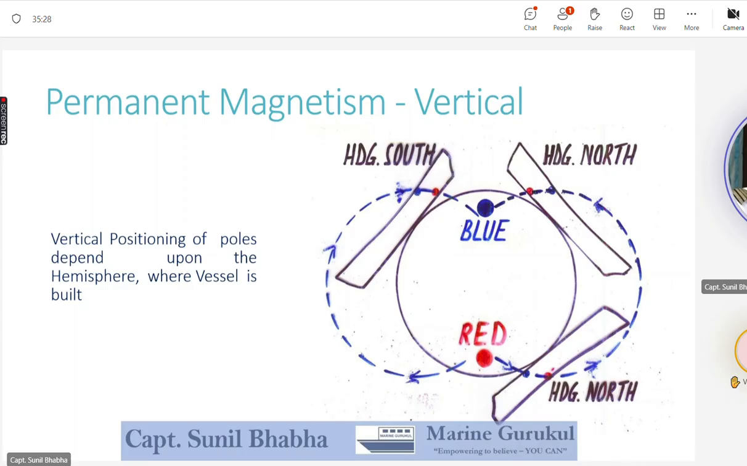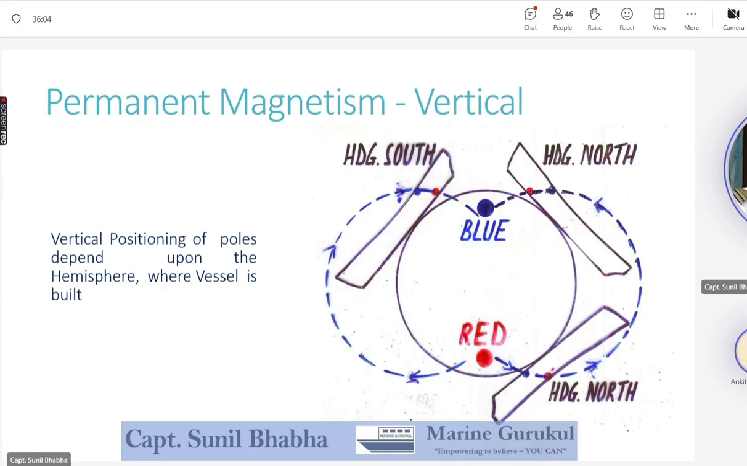Now, when we classify the structures, we classify it basis its predominant form of magnetism. So in a longitudinal, if there is 80% induced magnetism, we put it in the induced magnetism category. We call it a soft iron. Similarly, if it is a funnel or a mast, if there are 70-80% soft iron properties, we consider that structure as a soft iron structure. Okay, sir. Thank you, sir.